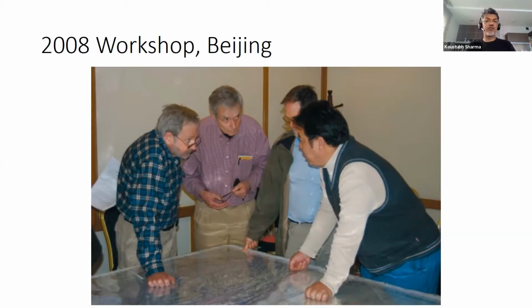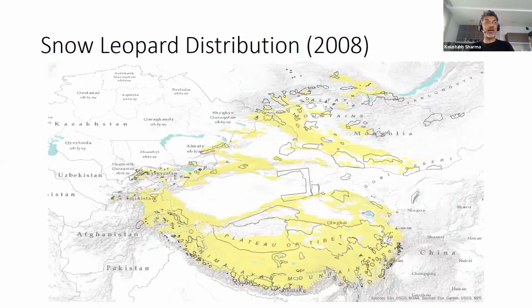And what they did, they came up with a fantastic map, the map that we still use as the snow leopard distribution map. Now, this map provides us, let me put it this way, a fairly reasonable idea of where snow leopards are. And in most places, it still holds fairly accurate. And that's been the first development that came out of this conference.